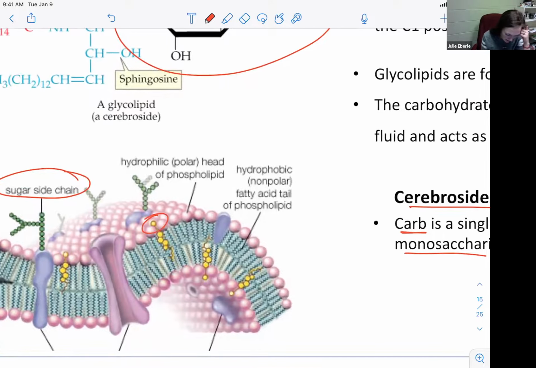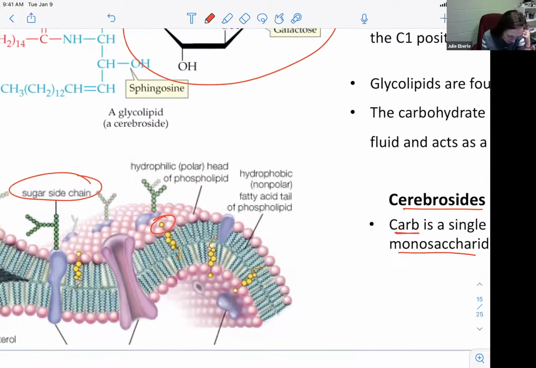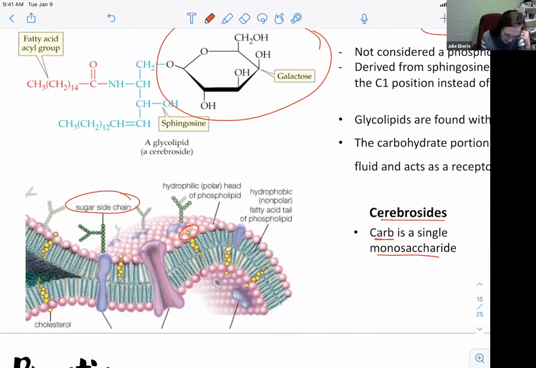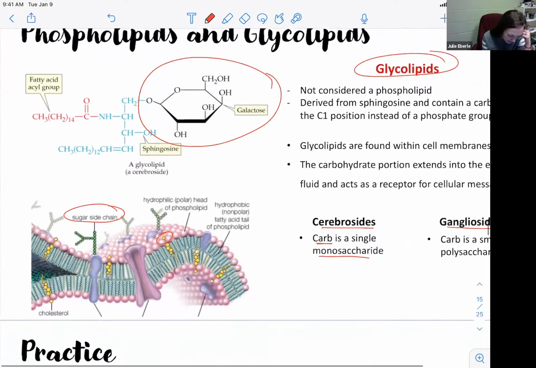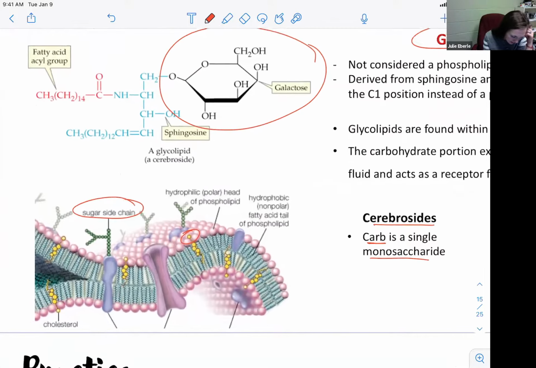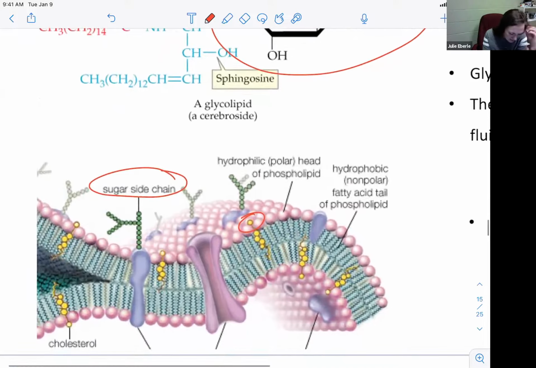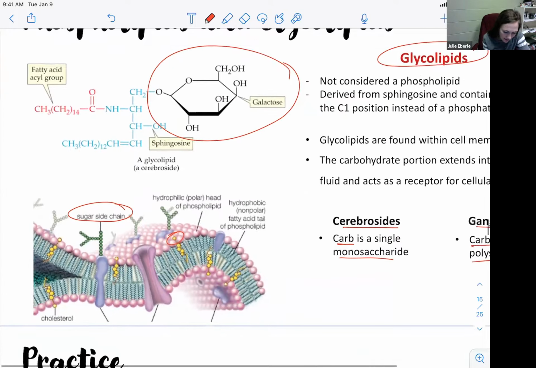Okay, so I imagine it might look something like that. Maybe that's a cerebroside. You just see one little thing poking out above this lipid bilayer. If it's a ganglioside, then the carb is a small polysaccharide, and that's these green right here, okay? They stick out above the cell membrane, and they act as receptors for cell-cell messaging. Our cells are communicating all the time, and they're receptors for cell messengers. They communicate inside the cell. So those would be gangliosides and cerebrosides. Okay, these are types of glycolipids.